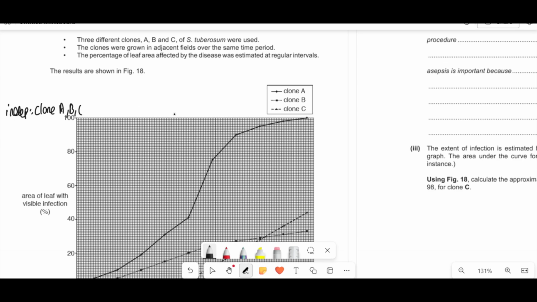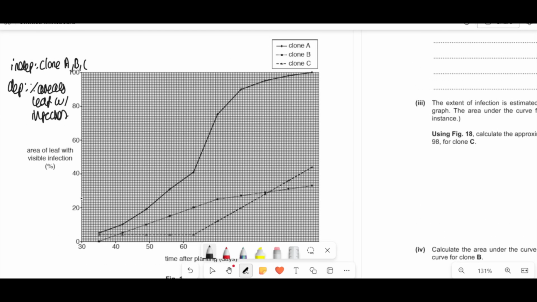And what's changing then is, well, so that's that. Sorry, and then what we're measuring is the percentage area of a leaf with an infection. Right. Next, what we do is I have a look and see what the patterns are. So, for example, this is so hard to read. So that's clone A, C, and that's B.